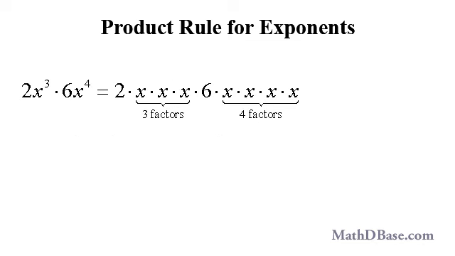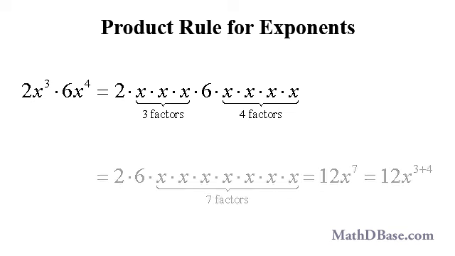Similarly, if you multiply 2x cubed by 6x to the 4th, the constants 2 and 6 will be multiplied to get 12, and you will have x to the 3 plus 4 to get 12x to the 7th as the result.